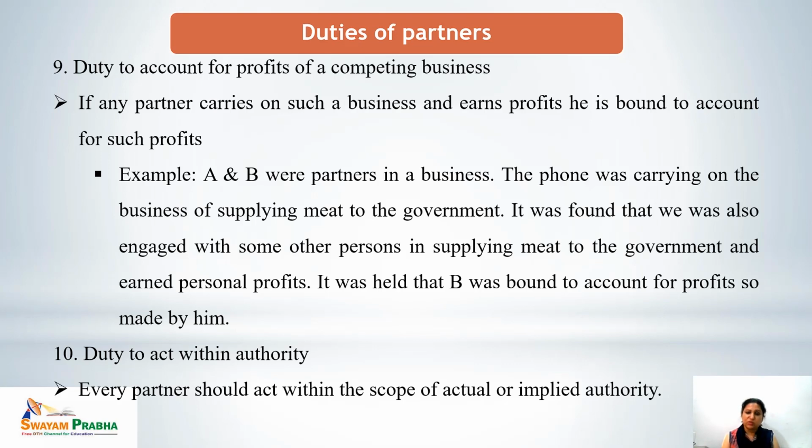If he does so, he is bound to account for such profits. Let's see the example. A and B were partners in a business. The firm was carrying on the business of supplying meat to the government. But later on, it was found that B was also engaged with some other persons in supplying meat to the government and earned personal profits. So it was held that B was bound to account for the profits so made by him.